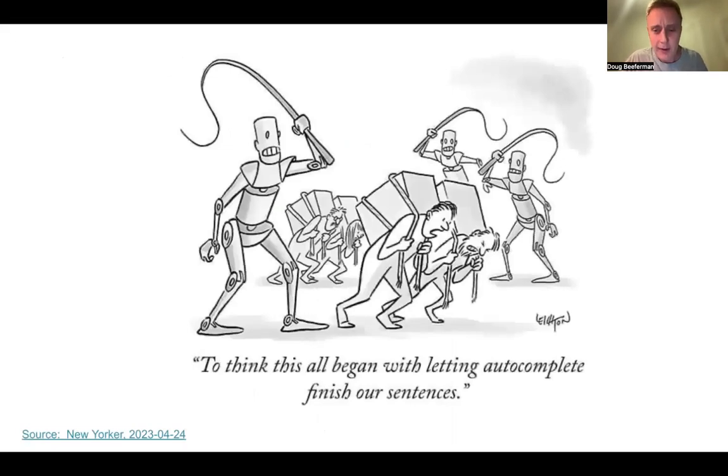This is a New Yorker cartoon that just came out a couple days ago that I thought was pretty appropriate for this part of the lecture, because it's referencing the kind of AI debate that's ongoing. It says, to think this all began with letting autocomplete finish our sentences. So yes, autocomplete is in some sense the quintessential application of language models that we'll be coming back to frequently in the class.